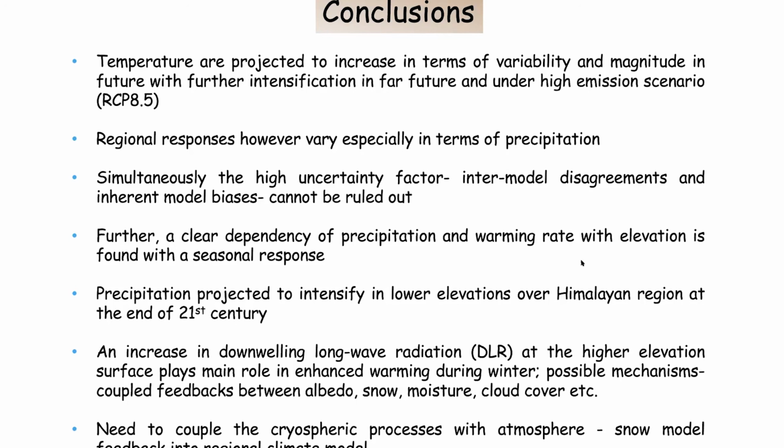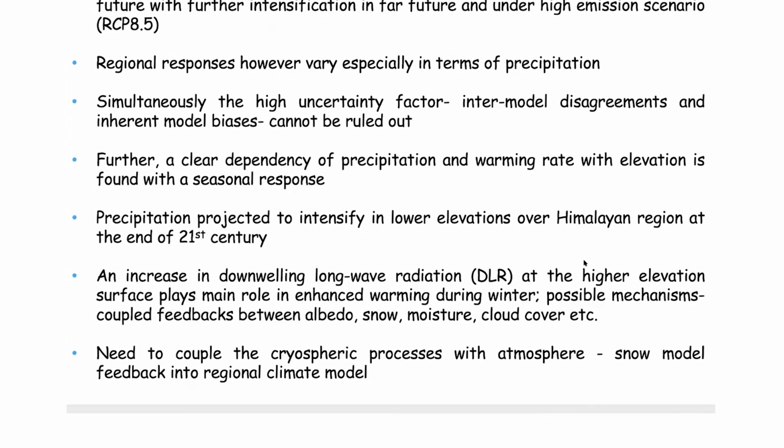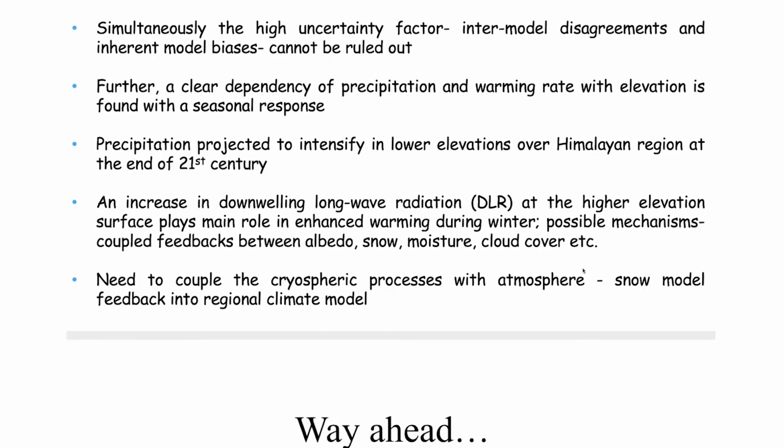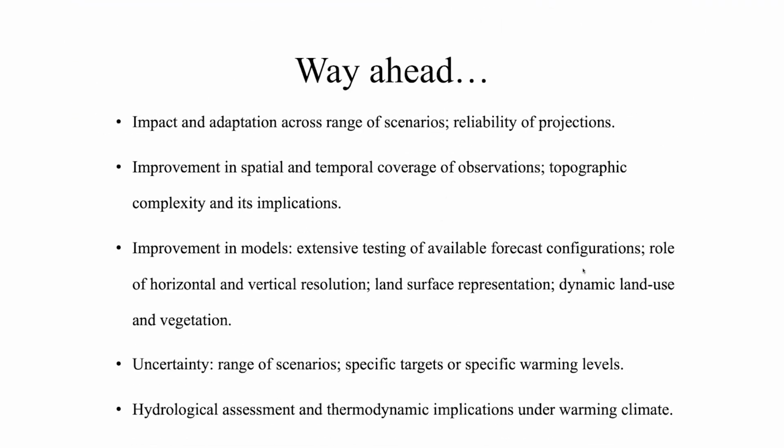Precipitation is projected to intensify in the lower Himalayas, as we have seen that the higher Himalaya will become drier and drier, and we are trying to give a hypothesis based on snow model feedback from the regional climate model. Since we don't have any observation, we are providing a hypothesis based on model physics only, but based on observation we have yet to see what happens with this feedback mechanism over the Himalaya. So maybe these are a few ways ahead that I thought of.